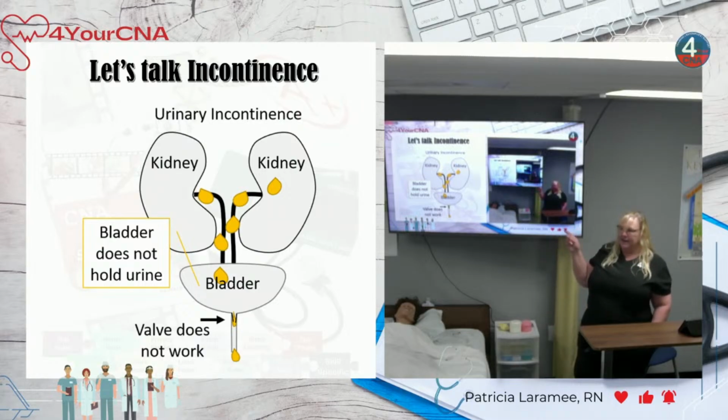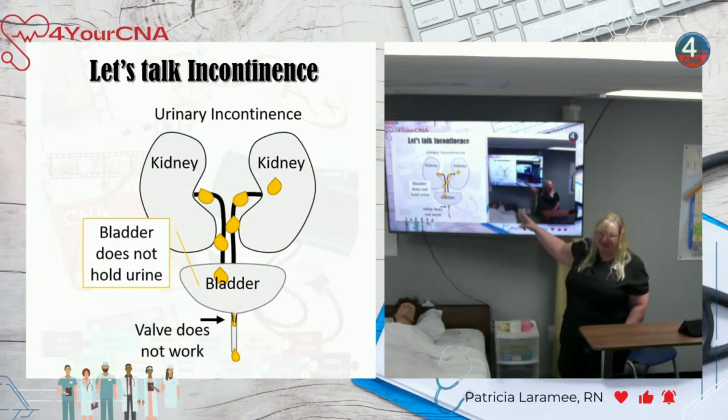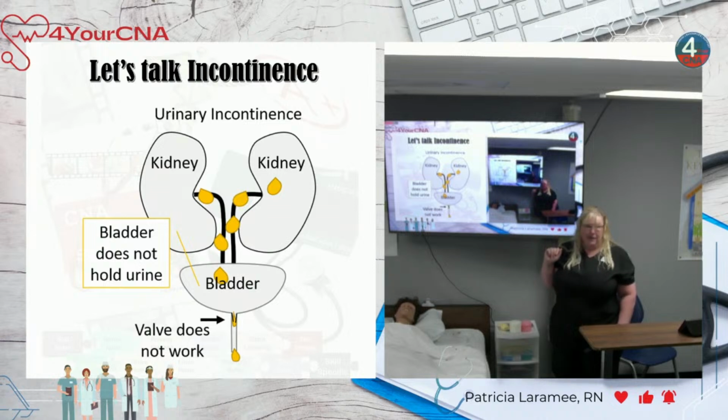So when I have CNAs that work for me that tell me, oh yeah, I checked my residents, they're all dry. Okay, either number one, you didn't check your residents, or number two, I don't have incontinent residents, and you're not taking them to the bathroom. Either way, this is a problem for me, isn't it? And it's a CNA problem for me to solve. You guys understand that? If your patient isn't wet all the time, they are not incontinent.